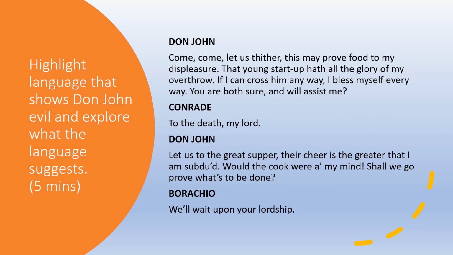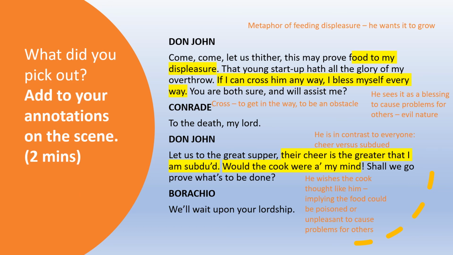So highlight one piece of language that shows that Don John is evil and explore what that piece of language suggests. It's that connotations thing again. Here's what I've done for you. Have a close look at that slide and then go on to the next one. Add these annotations to your own annotations on this part of the scene.